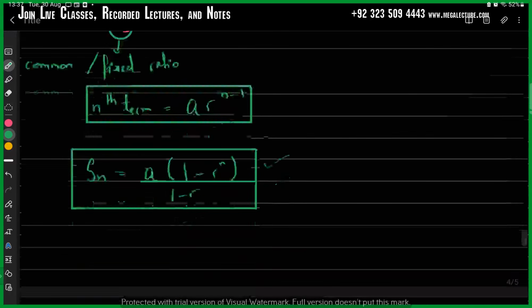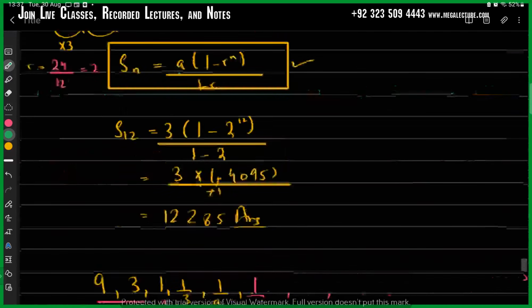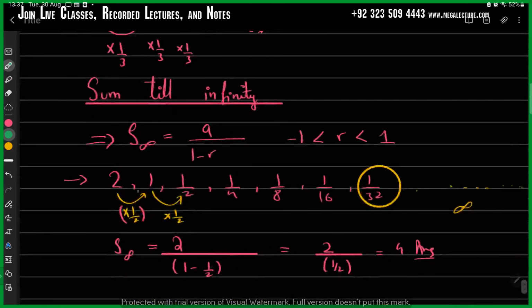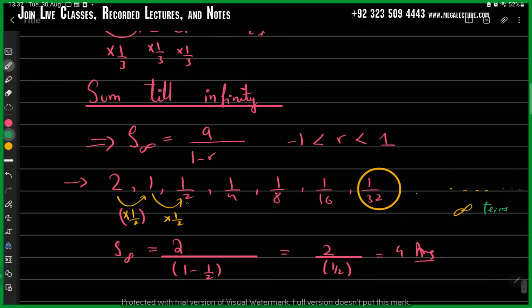But if you look at this sequence, it is 2, 1, 1 by 2, 1 by 4. My terms are reducing. If I go on continuously and write down infinitely many terms, I know that the last term is going to be very, very small because gradually my denominator is increasing.